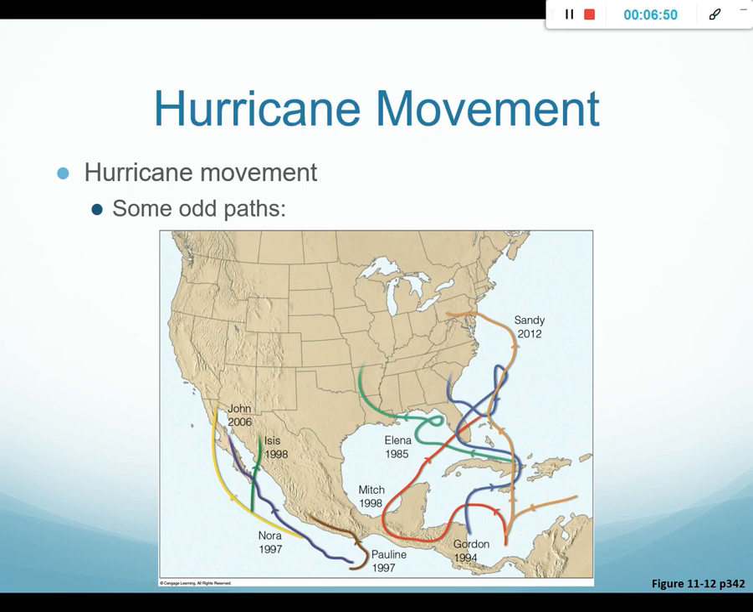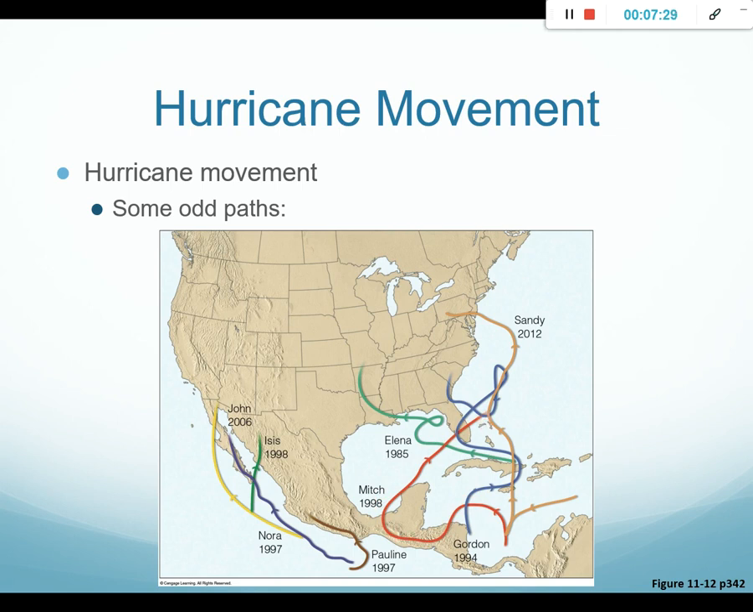What causes the odd paths? Hurricanes don't just follow the typical wind patterns, they also have to follow current wind patterns. So for example, here, for Hurricane Mitch in 1998, you may have had a high pressure system sitting right here. What direction are the winds around a high? They're clockwise. So Gordon came up and the high pressure pushed it down, so it kept it further south, in fact pushed it further south. And then it came around that high pressure and came up.